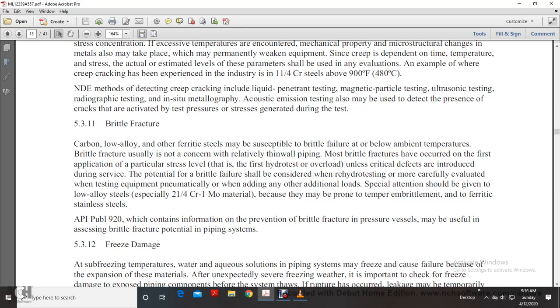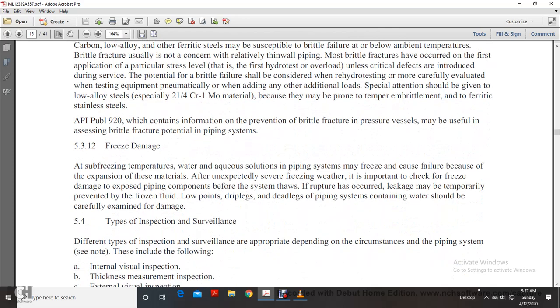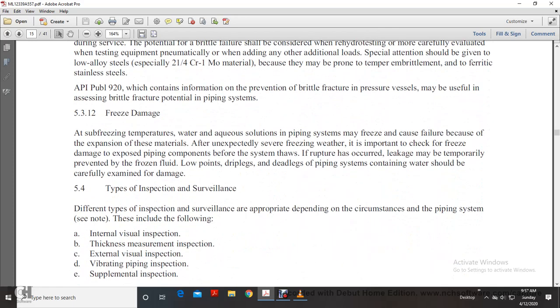When testing equipment pneumatically or when adding other additional loads, special attention should be given to the alloys, especially 2¼ to 4 chromium material, because they may be prone to temper embrittlement, and to ferritic stainless steel. API Publication 920, which contains information on preventing brittle fracture of pressure vessels, may be useful in assessing brittle fracture potential in piping systems.